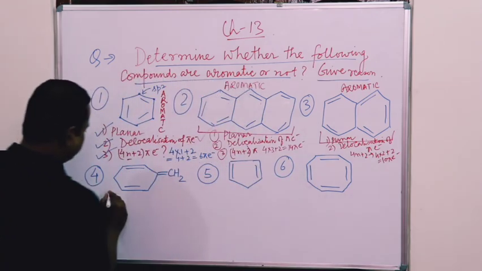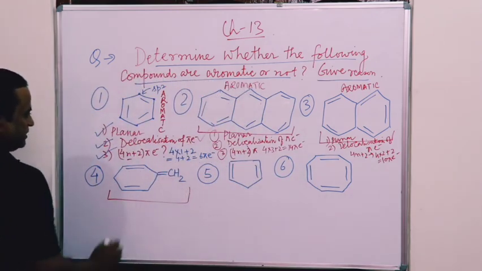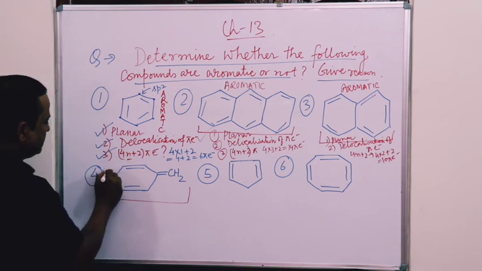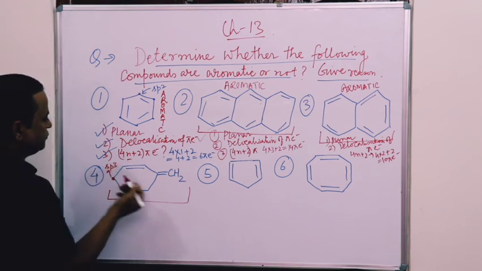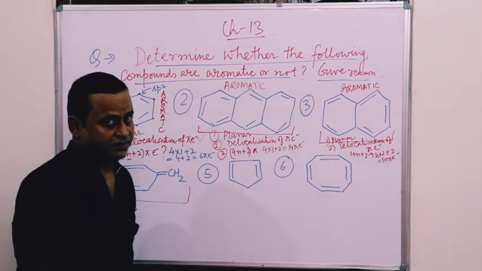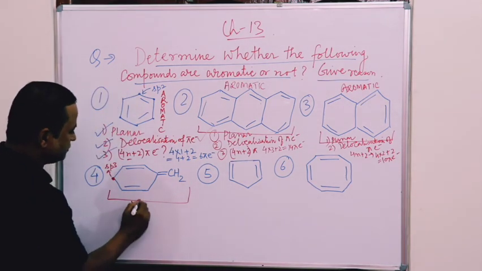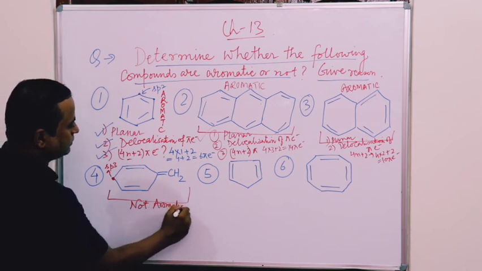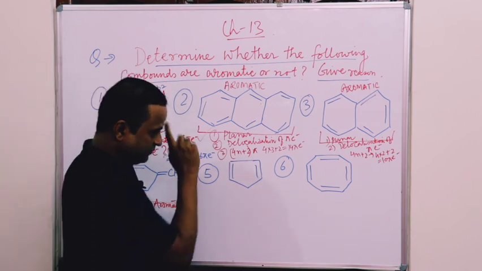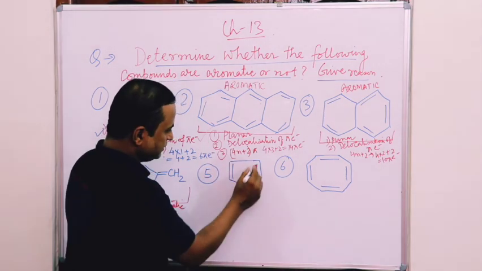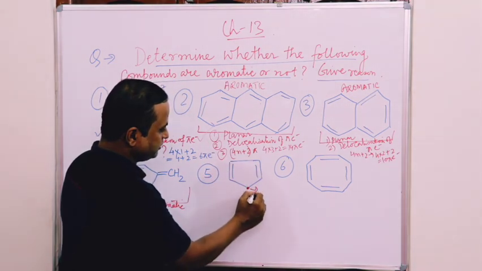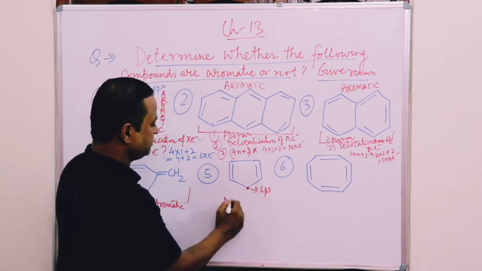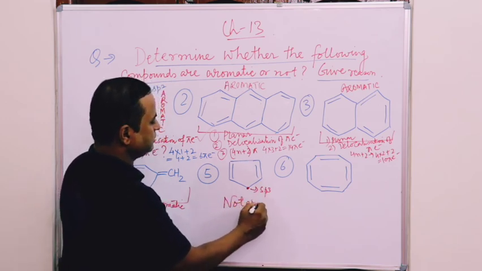Let's come to this compound. Okay, first condition we have to check, planar. Now look at this carbon. This is sp3 hybridized. So first condition is not satisfied. This is not planar. So this is not aromatic. Let's come to this number 5. Again you come here. These are sp2, but this is sp3 hybridized. So this is not planar. So it is not aromatic.